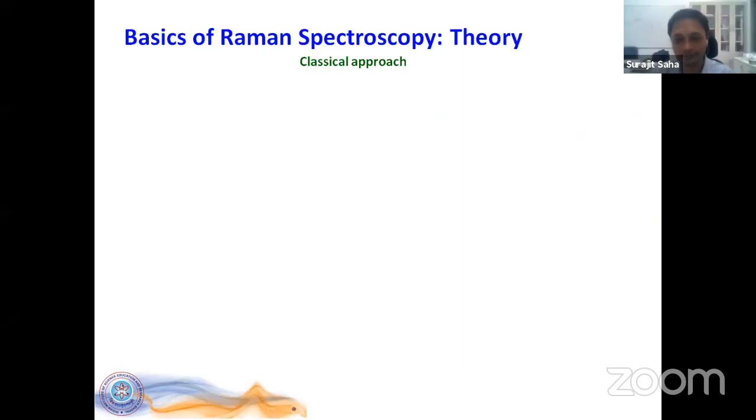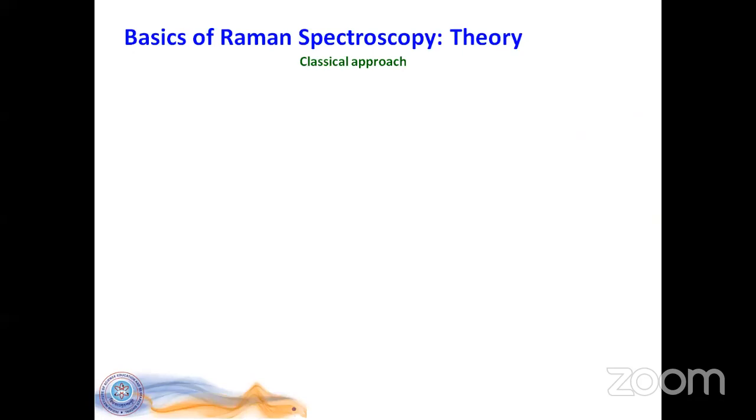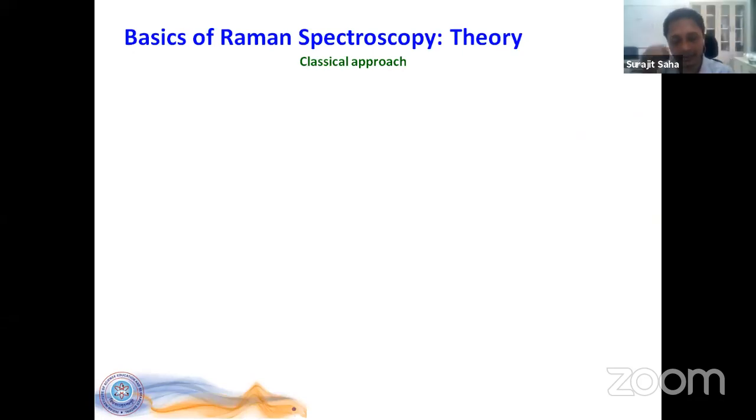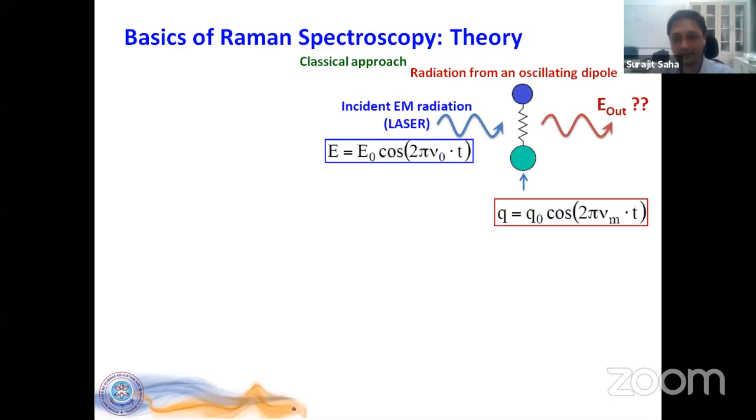So now let's look at the theory of Raman scattering or Raman spectroscopy, and how we can understand the whole process in a very simple manner. Let's think of a diatomic molecule oscillating at a certain frequency, nu m. The oscillation can be written in terms of the displacement coordinate Q of the atom, where Q naught is the amplitude.